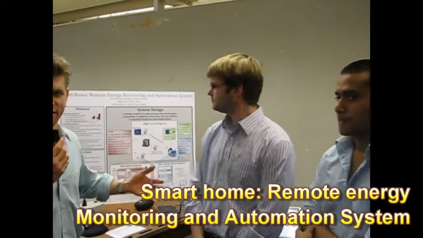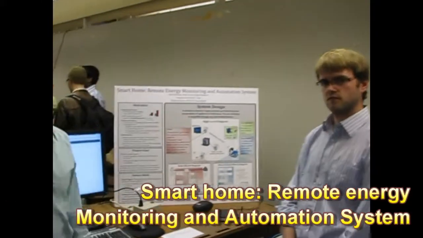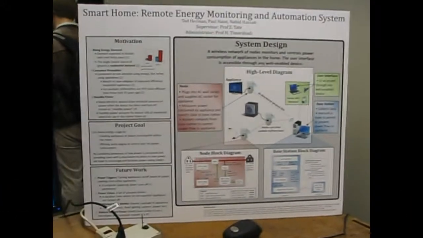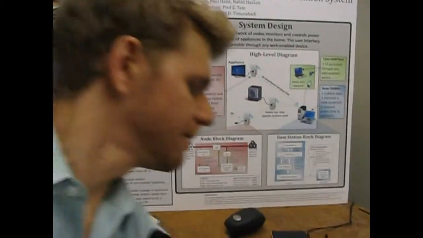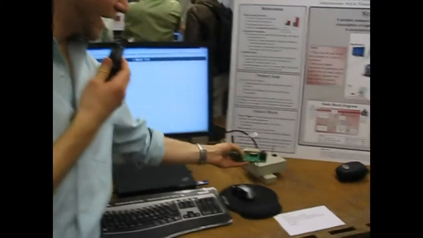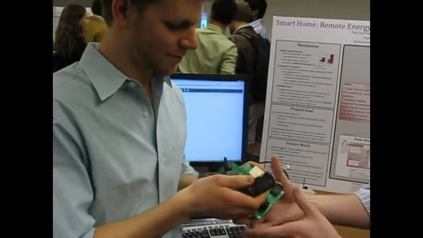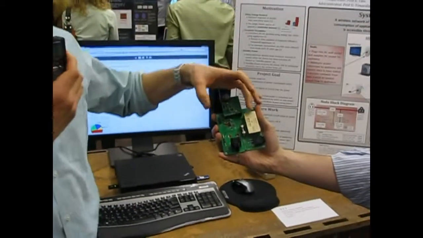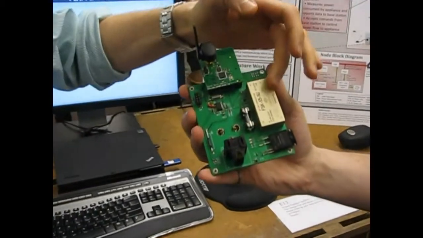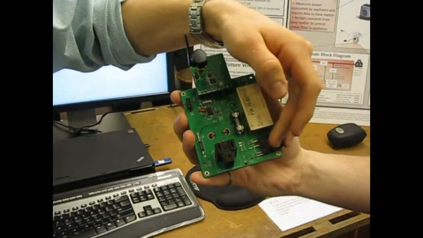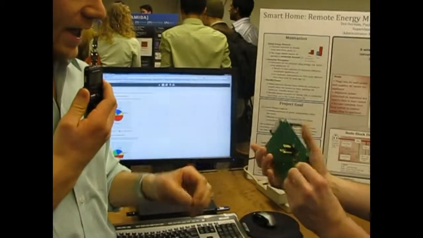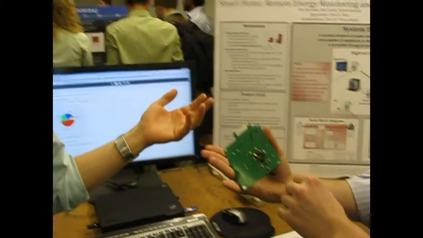Here, to give you a demonstration of our smart home remote energy automation and monitoring system. What we've built here is housed in these little plastic cases, which contain these green electronics that we've designed. We've assembled some components on there: a computer, a power supply, and something called a solid state relay. The idea is you plug your appliance into this, and then you plug this into your AC outlet.